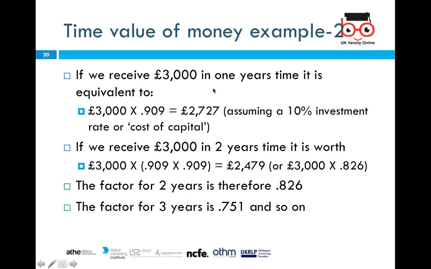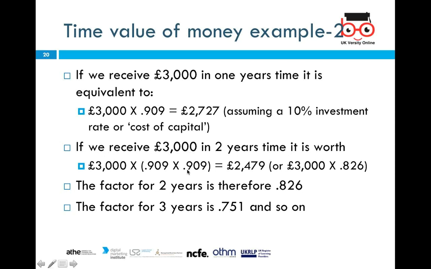So if you receive £3,000 for that payback example, in 1 year's time it is equivalent to 0.91, that's the discounting factor. So after 1 year, the £3,000 with the 10% interest rate or discounting factor will come to £2,727.